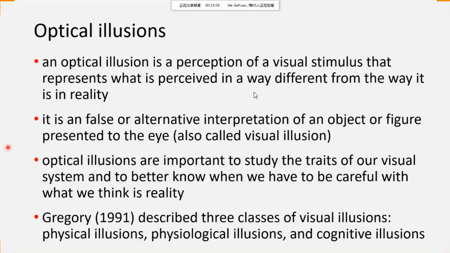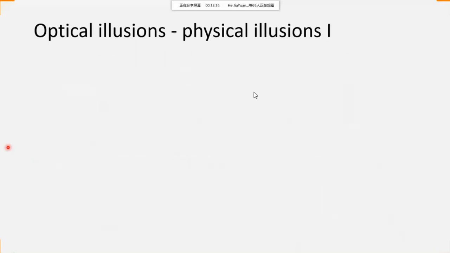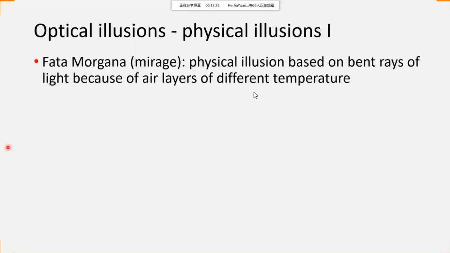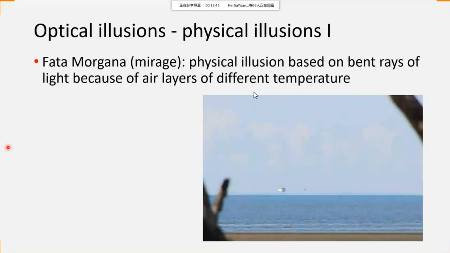Gregory in 1991 described three classes of visual illusions: physical illusions, physiological illusions, and cognitive illusions. First of all, physical illusions. A typical example is the so-called Fata Morgana, or mirage. That's a physical illusion based on bent rays of light because of air layers of different temperature. So this is something that is in the physical environment, in the reality. Here's an example. It looks like a flying object, a UFO, unknown flying object, but this is a mirage.